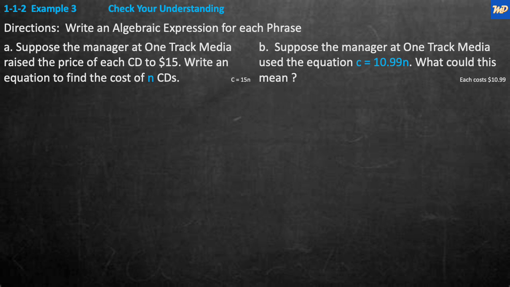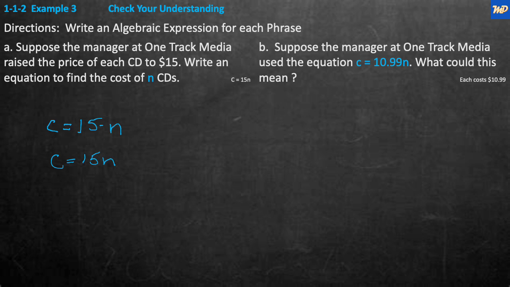Okay, I'm assuming you've stopped the video, and we're going to work on it. Suppose the manager of One Track Media raised the price of each CD to $15. Write an equation to find the cost of n CDs. Well, we can use almost the same equation we used on the last slide. The total cost was C, and last time it was $12. This time it's $15 times, I'm going to put a dot in there this time, times n CDs, or C equals 15n.